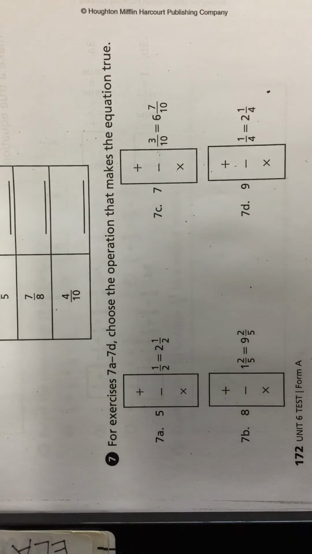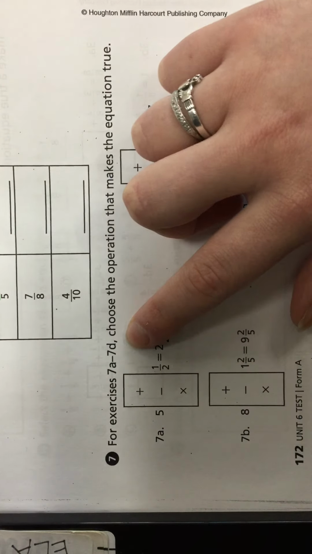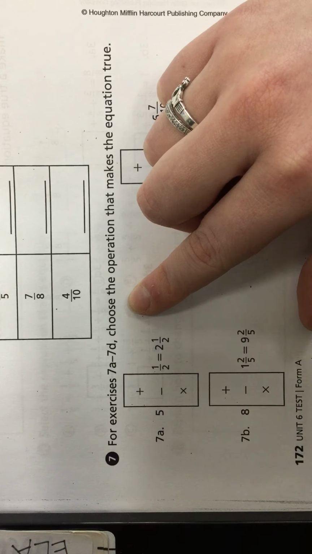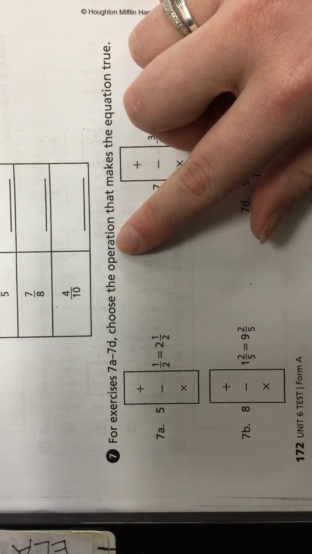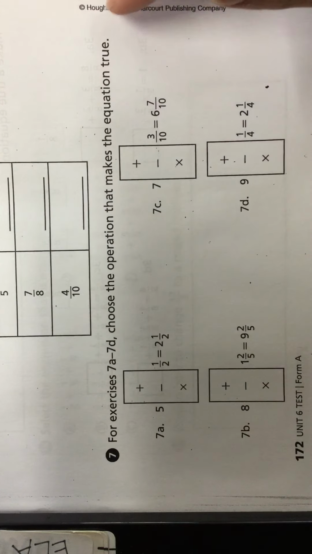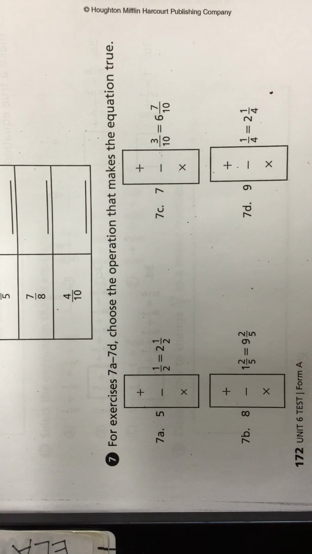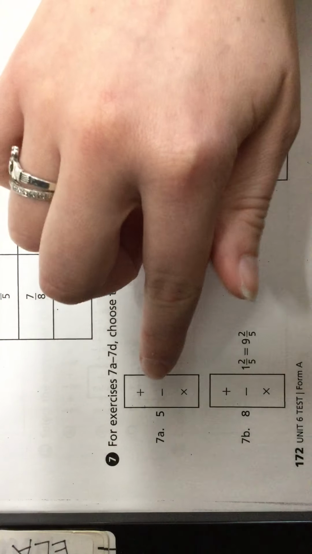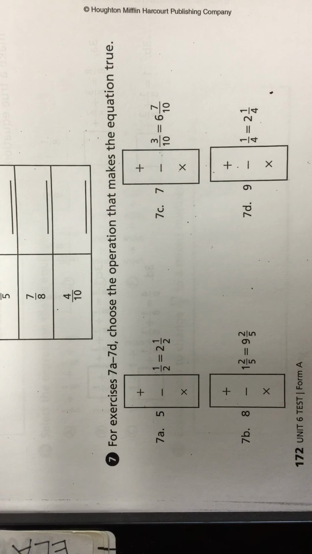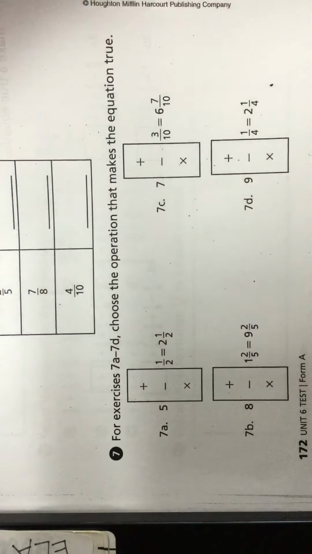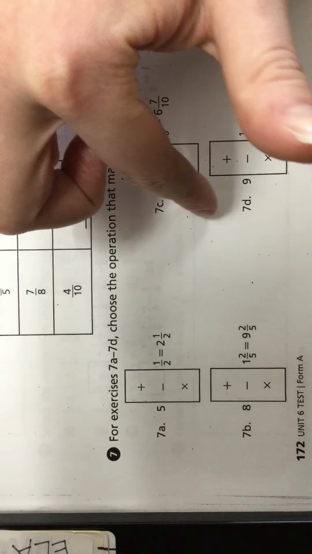Number 7, for exercises 7A through 7D, choose the operation that makes the equation true. You're given 3 choices for each equation. You choose by circling the operation that makes this a true equation. Pick one for each of the 4.